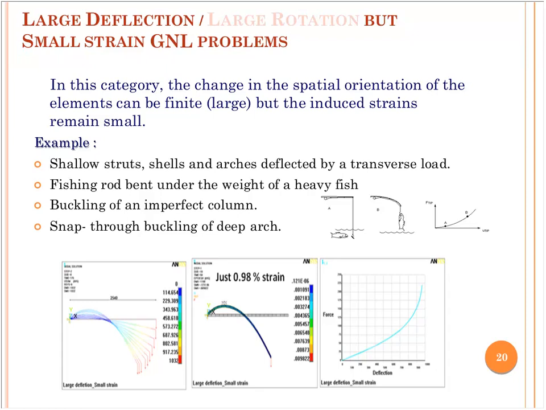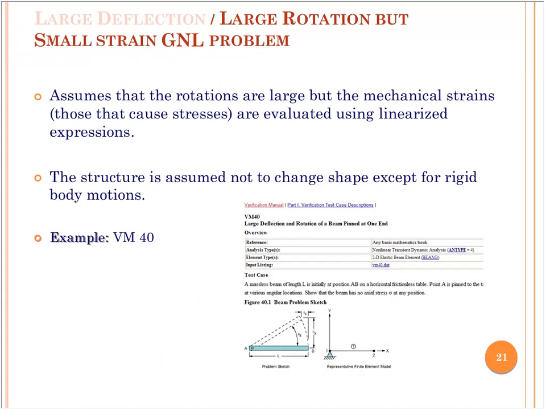Let us look at a large rotation problem. Here, we assume the rotations are large, even though the displacement is less, and the strain is either zero or a small strain. The typical example is available in verification manual 40, a rigid rotation of a rod. What would happen if deformed by a large amount? Still there is no strain.